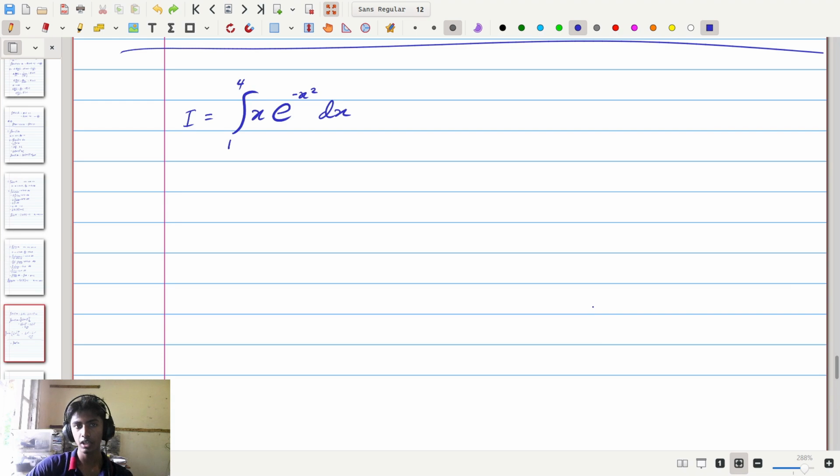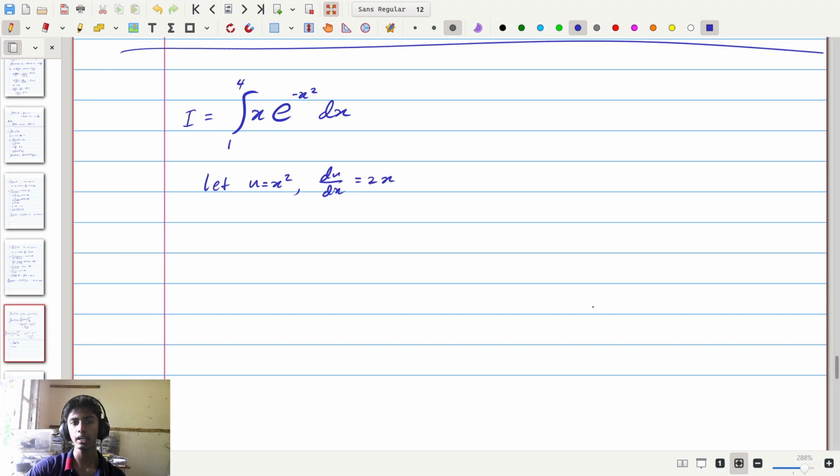For our first example integral, let's solve the integral from 1 to 4 of x times e to the power of negative x squared dx. In order to do this, the substitution we're going to be using is u equals x squared. So we're going to say here, let u equals x squared. In this case, the next thing we need to find is du by dx, which is going to be equal to 2x.